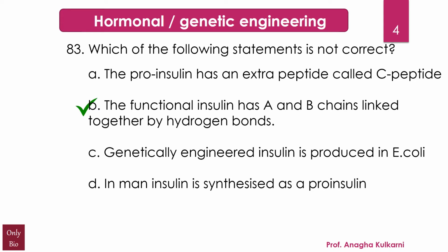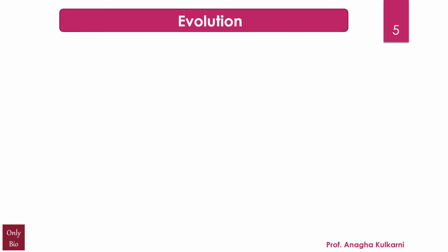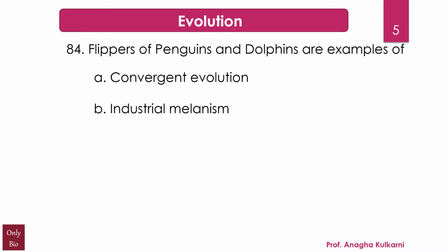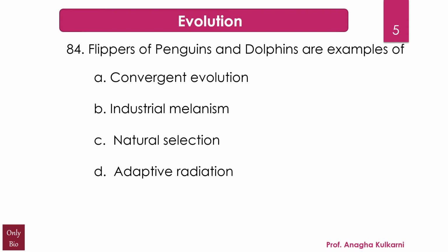was discovered later. The next question relates to the chapter evolution, and the question is, the flippers of penguins and dolphins are examples of A. Convergent evolution, B. Industrial melanism, C. Natural selection, and D. Adaptive radiation. And the correct answer for this question is A.